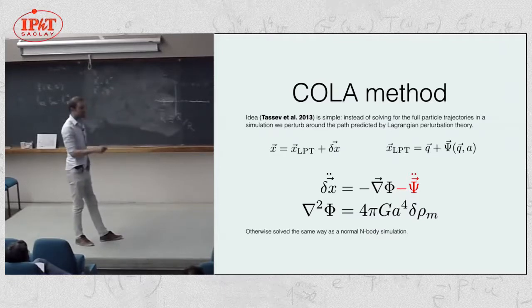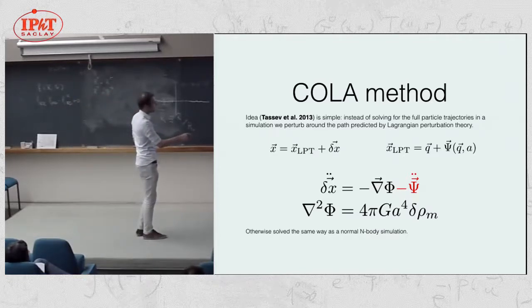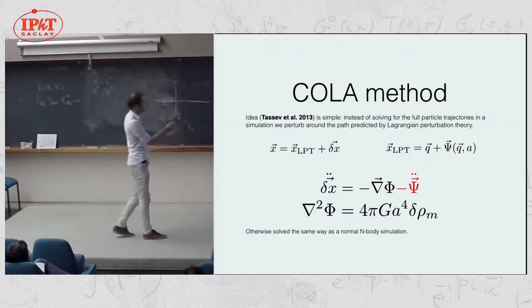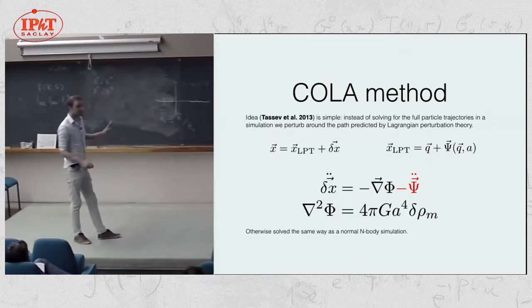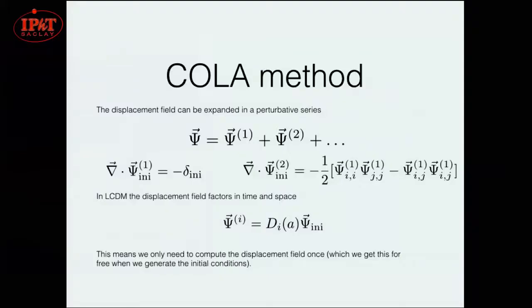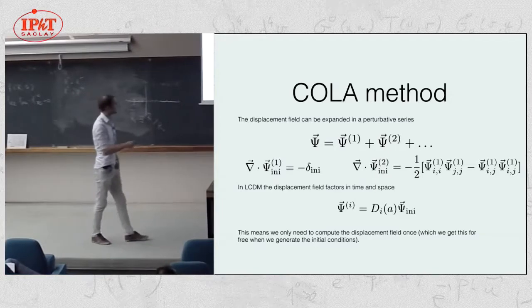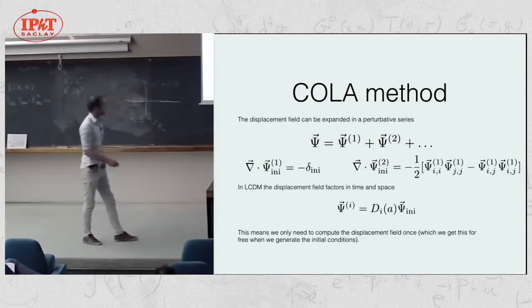So the equations you end up solving are pretty much the same as before, except that you have this extra term here coming from the Lagrangian perturbation theory. Otherwise, it solves exactly the same as in a normal n-body simulation. And this displacement field, you can compute order by order in perturbation theory from your initial conditions, and that's quite straightforward. For the lambda CDM model, it's quite simple.